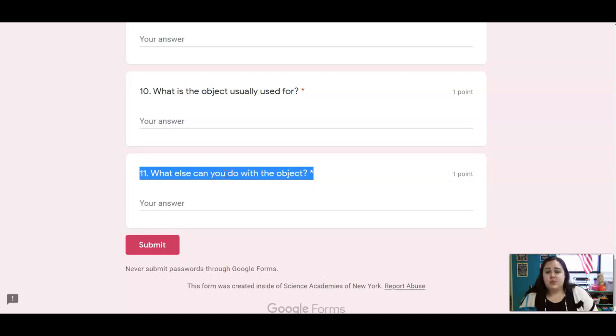And this is where you're going to be creative. Think about some other ways we could use this object. So for example, my coffee cup, I use it to drink coffee. However, I could also use this as a rolling pin because of its shape. So think of some creative ideas that you could use that object for besides what it's intended for.